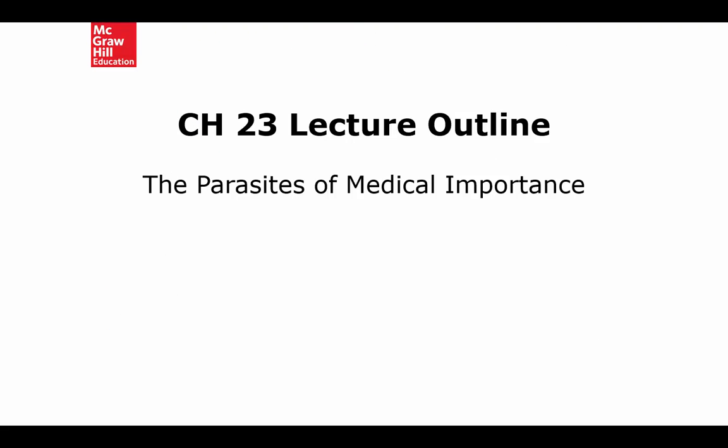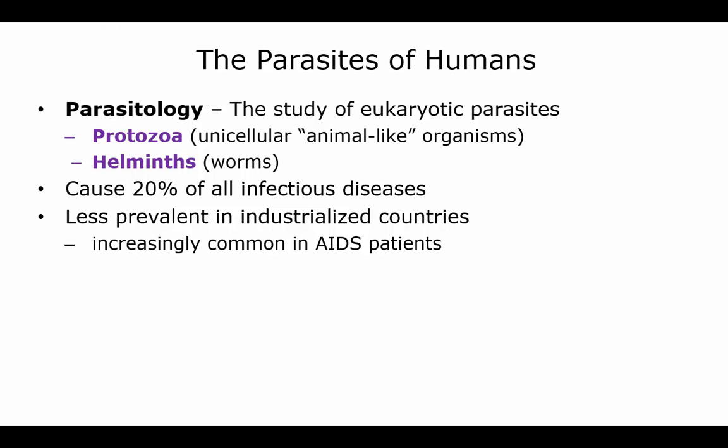Now we're going to talk about parasites that cause us problems. And to do this, we need to look at the vocab word parasitology, which is the study of our eukaryotic parasites. And there's two types. There's the protozoa that are unicellular and animal-like, and then there's the helminths, which are the parasitic worms. And these cause about 20% of all infectious diseases, but they're less prevalent in industrialized countries.